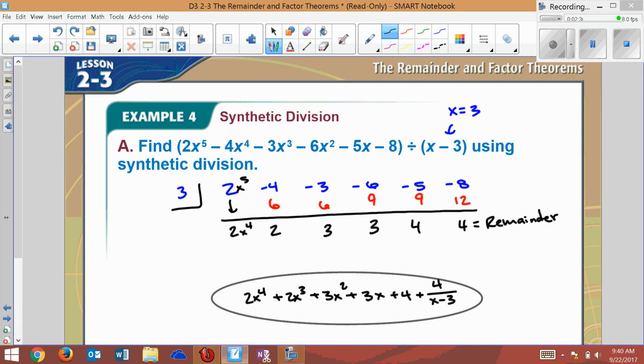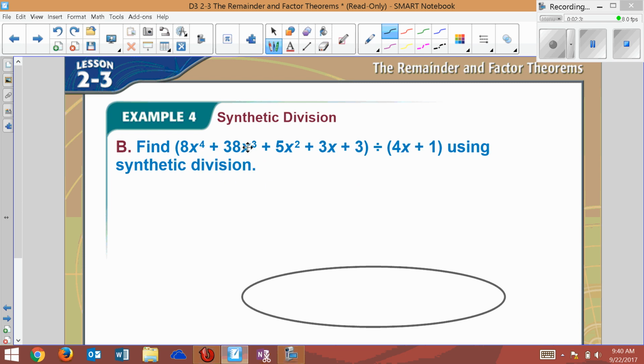I'm going to give you another one, this time with an a. So here, we check our powers. 4, 3, 2, 1, not 0. So we're good. So we write them out. So we'll have 8x, no, we don't write out the variables, I'm sorry. 8, 38, 5, 3, 3. We're going to divide by, so that x equals -1 divided by 4. So that's what we're going to divide by over here. We'll divide by -1/4.